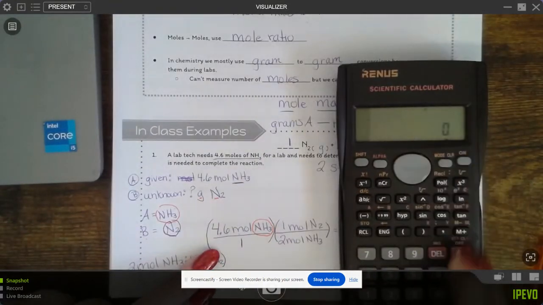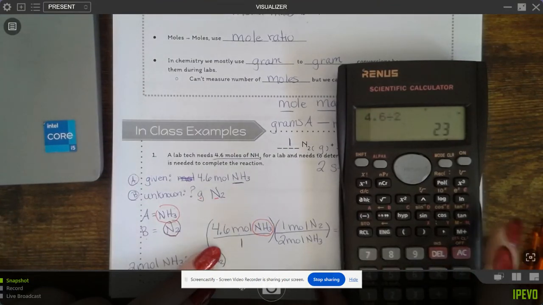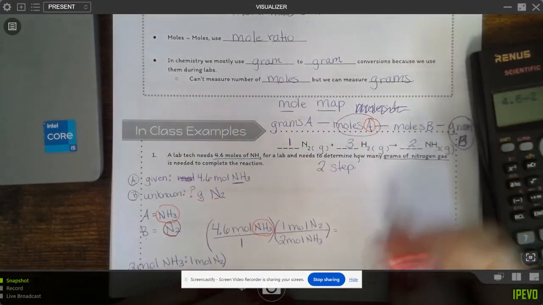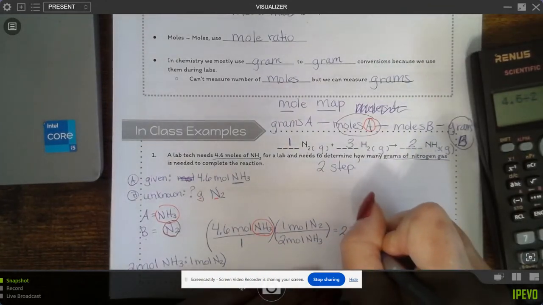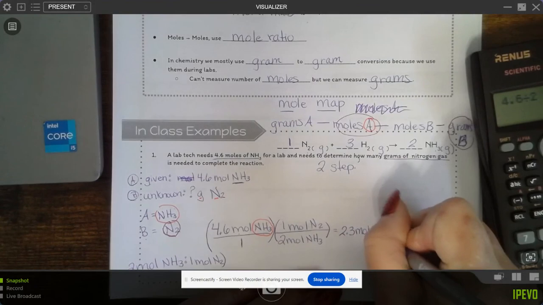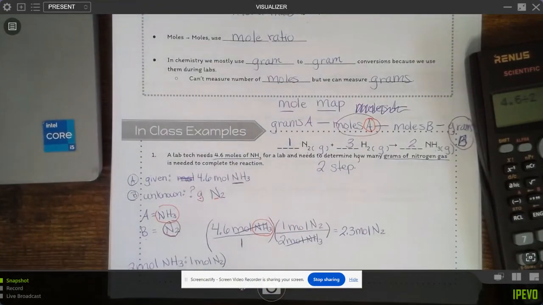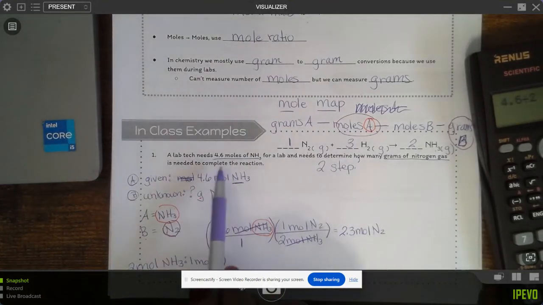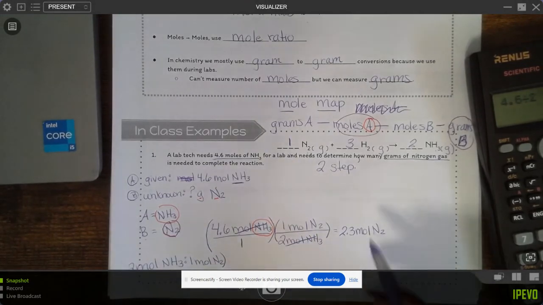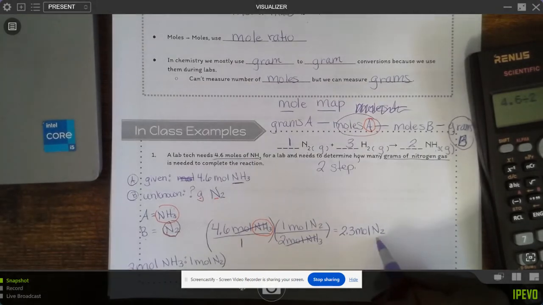Let's calculate that. 4.6 divided by 2 is 2.3. So this tells me I have 2.3 moles of N2. The moles of NH3 cancel out. So basically this is telling us, I want 4.6 moles of NH3. For every 2 moles of NH3, I need 1 mole of N2. So what that means is I need to start my reaction with 2.3 moles of nitrogen.